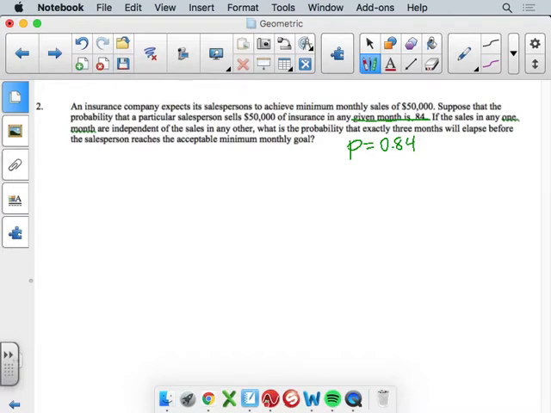So what's the probability that exactly 3 months will elapse before they reach it? Trying to think about this. So, probability that it's exactly 3. So, probability X equals 3.